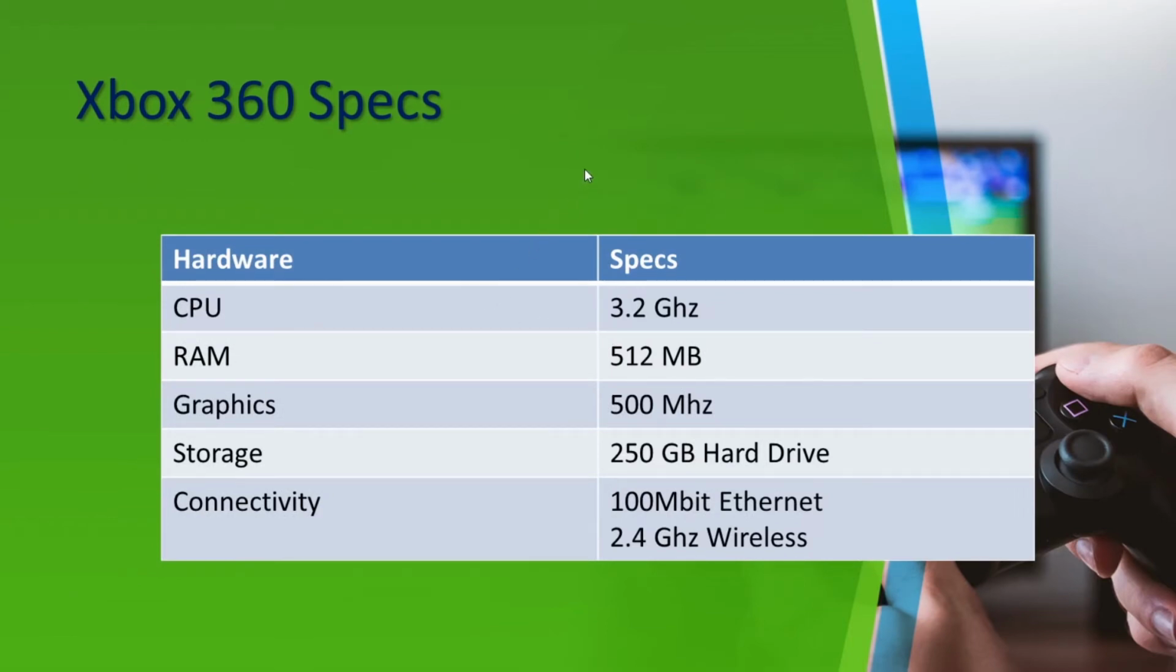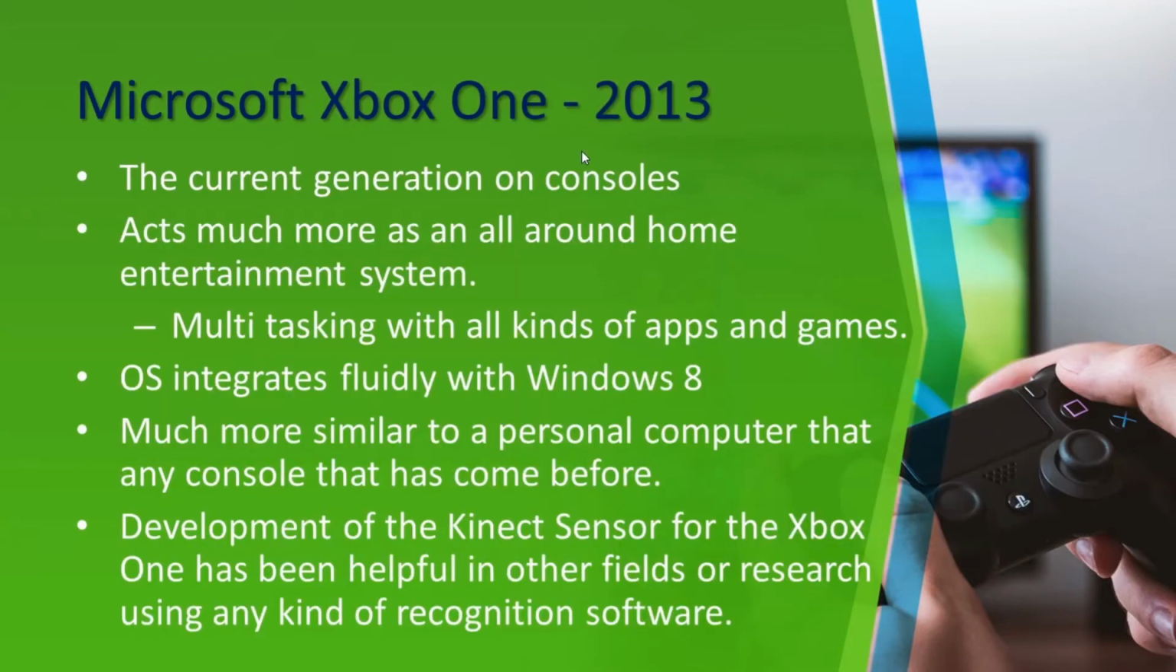For the CPU, it's 3.2 gigahertz. For the RAM, it's 512 MB. Graphics is 500 megahertz. For the storage, it's a 250 GB hard drive, and for the connectivity, it's 100 megabit Ethernet. Or you can also connect via Wi-Fi using 2.5 gigahertz wireless.